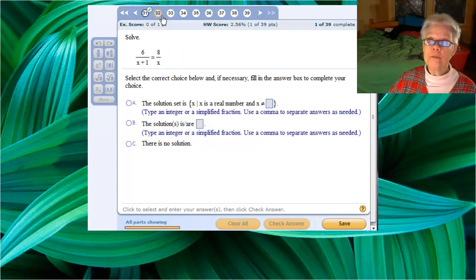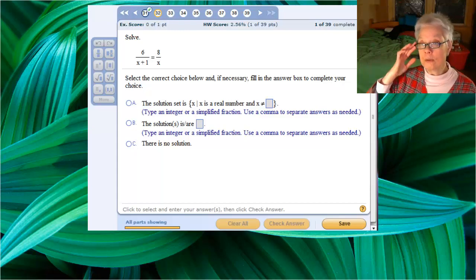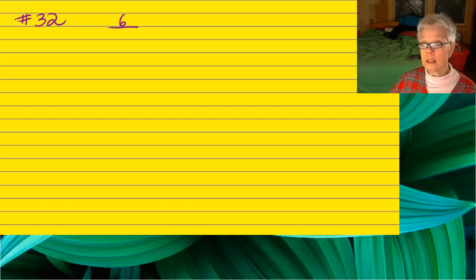Okay, and we're going to move along to number 32. It's also a rational equation, though solving it will probably be a little easier than the other one because there are fewer denominators. So we'll have 6 over x plus 1 equals 8 over x. Again, we need an LCD that will cancel out the two denominators.